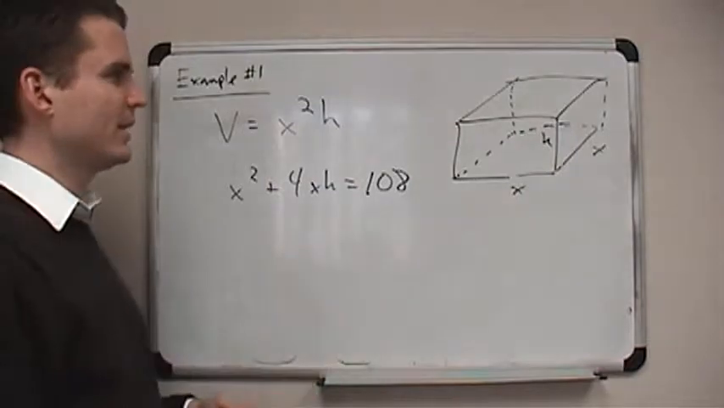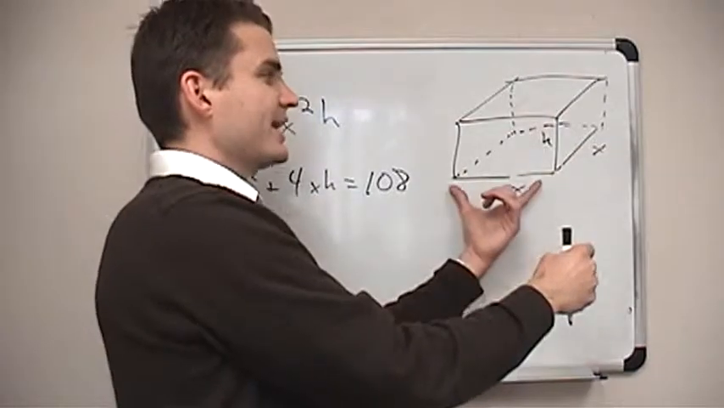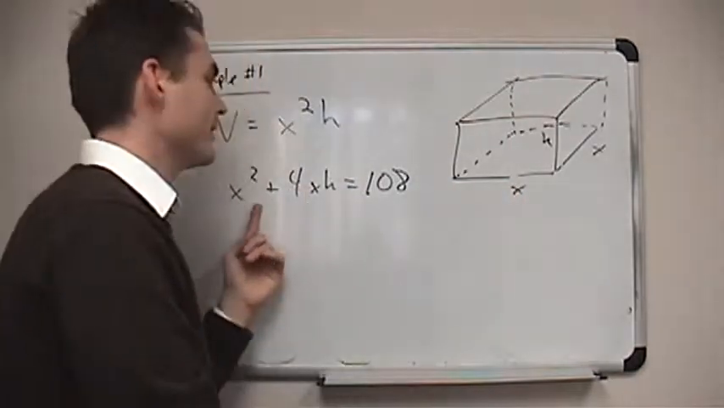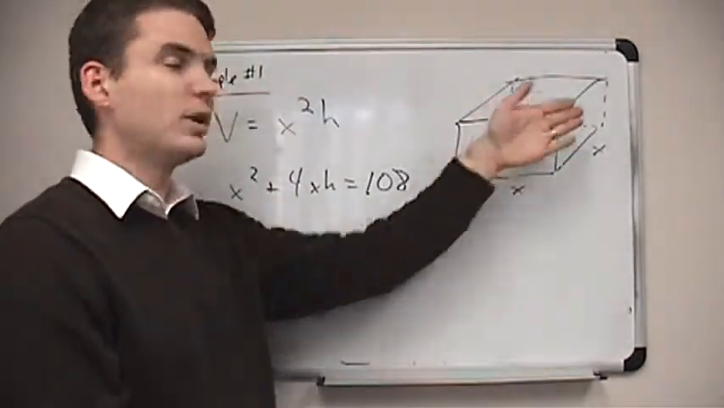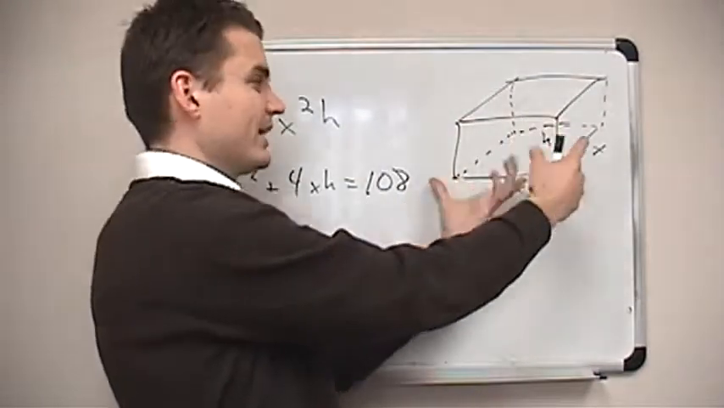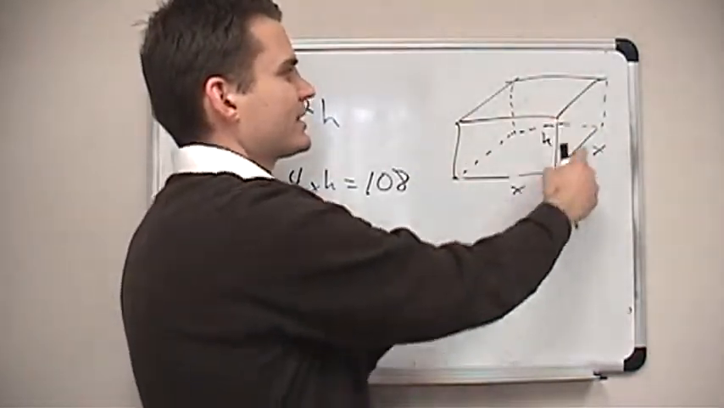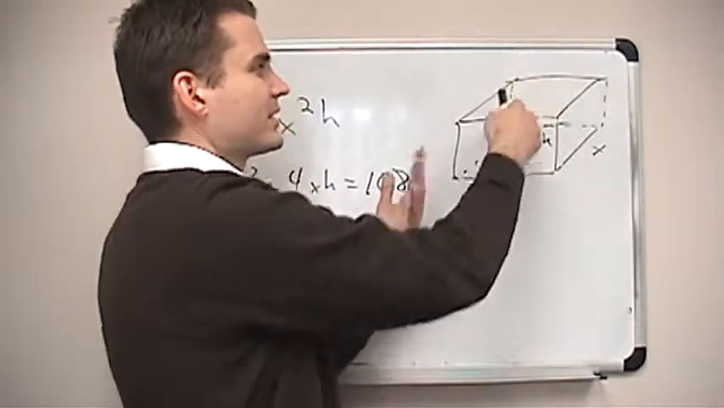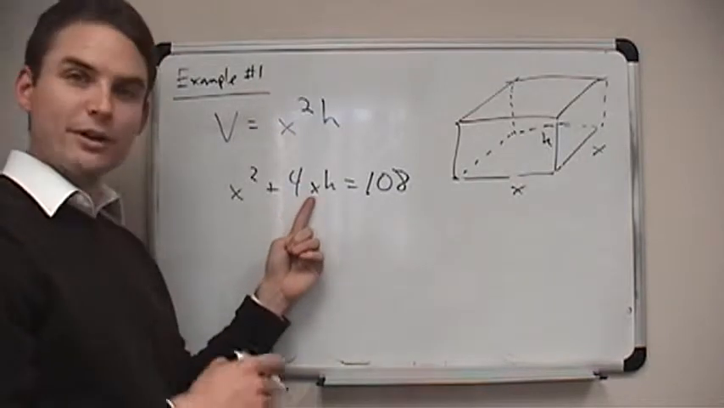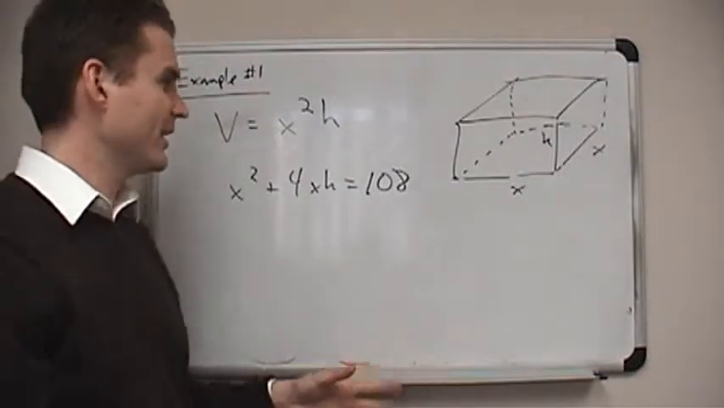Where did that come from? Well, this box has 5 sides. It has a base, this bottom piece, which is x by x. So the area of the base is x times x, or x squared. Now it also has 4 sides, 4 walls of the box, and the area of each of those sides is x times h. The area of a rectangle is just length times width, so this is x times h, this is x times h, this is x times h, etc. We have 4 of those pieces. So if I take the area of the base plus the area of all 4 sides, in total I need 108 square inches. That's what the surface area has to be.